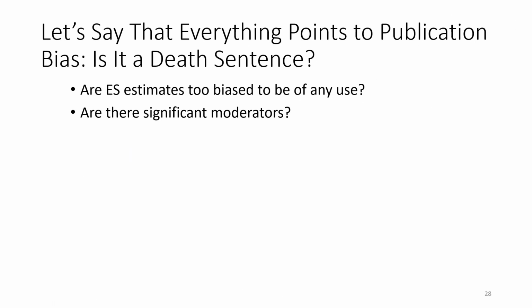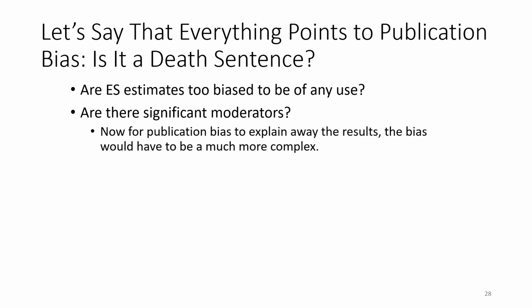Now, let's say that everything points to publication bias. Is that a death sentence for that literature? Is it just hopelessly biased? Are the effect size estimates too biased to be of any use? But the question I would ask you is, are there significant moderators? If there are, publication bias must be much more complex to explain it away. You need a much more complicated theory than just pure publication pressure. It would have to do with the combination of a study having all women or all men or whatever the moderators are, and wow, you get the significant effect of men. It's a gender effect, people.